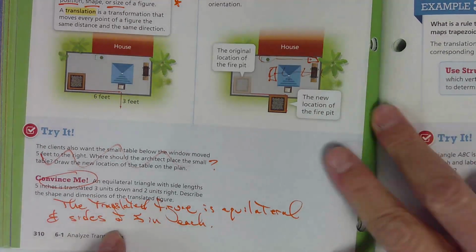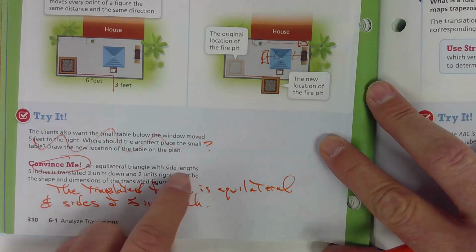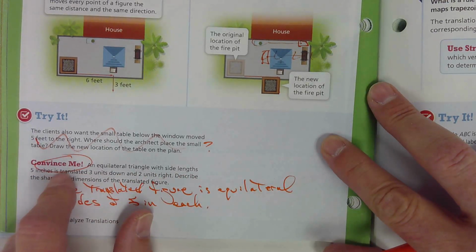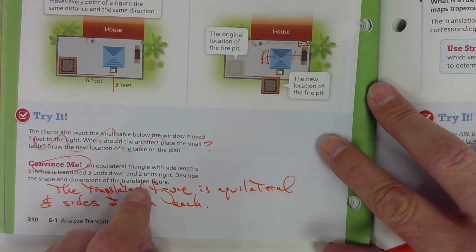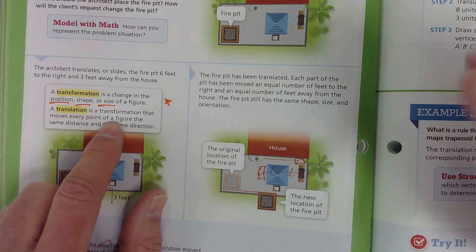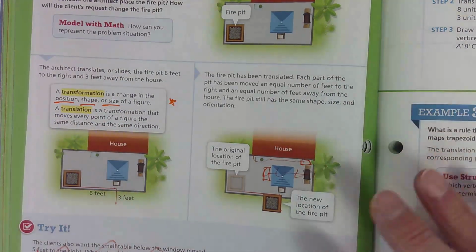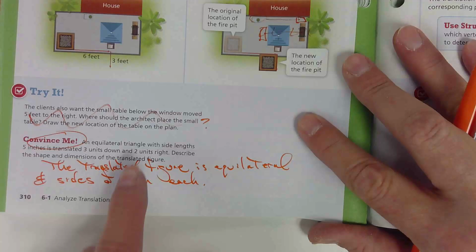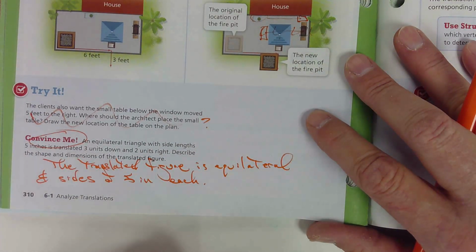But I did write down the convince me for you guys, and you should have copied it down. It says an equilateral triangle with side lengths of 5 inches is translated 3 units down and 2 units to the right. Describe the shape and dimensions of the translated figure. Well, when something is translated, if we go back to that definition, it doesn't change its shape, its size, all the angle measures, nothing changes. And so the answer is the translated figure is still an equilateral triangle, and the sides are 5 inches each. So nothing has changed.